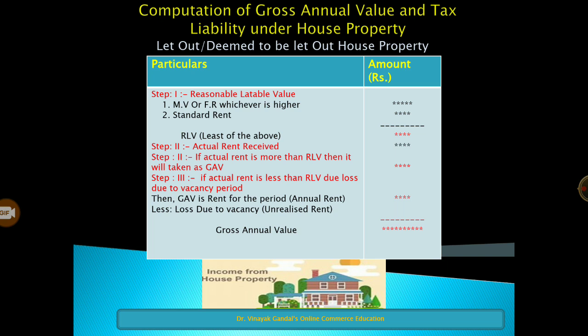And in the case of step third, the rule is if actual rent is less than reasonable letable value due to loss due to vacancy period, then the gross annual value is the rent for the period, that is annual rent minus loss due to vacancy. That is called unrealized rent. So whatever amount is determined by considering annual rent and unrealized rent, that is to be considered under step third as a gross annual value. So dear students, these are the 3 steps that are to be considered for the purpose of determination of gross annual value. Okay.